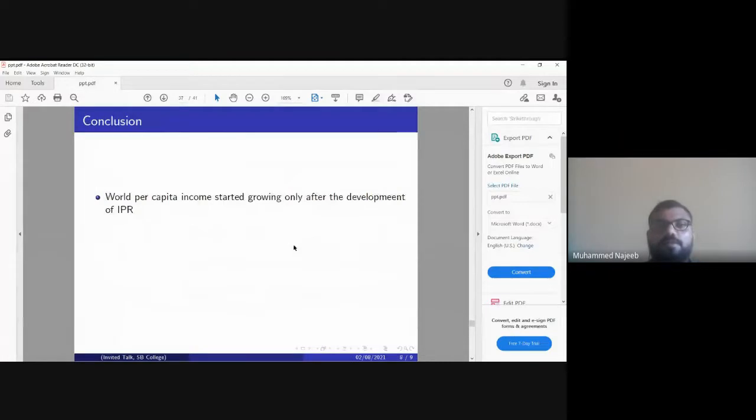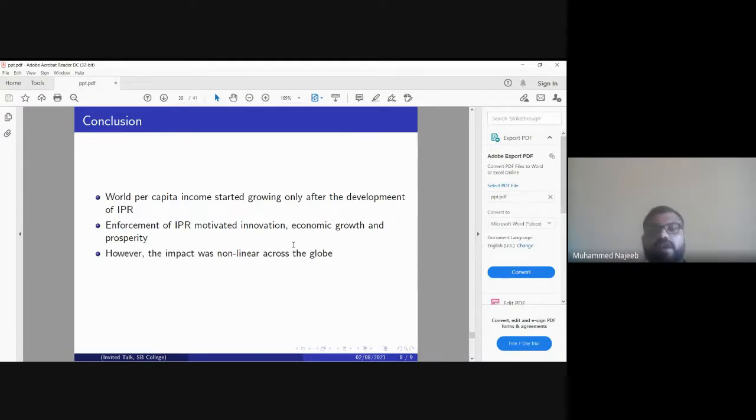I'm just concluding. What we have done so far: world per capita income started growing only after the development of intellectual property right. After this development, it led to innovation. That innovation leads to economic growth for a certain set of countries. This enforcement of intellectual property right motivated innovation, that motivated economic growth, and that led to prosperity. However, the impact was non-linear across the globe. For certain countries it was positively affecting; for certain groups of countries it was not. What we have observed in our empirical analysis is that it affects economic growth only for rich countries.